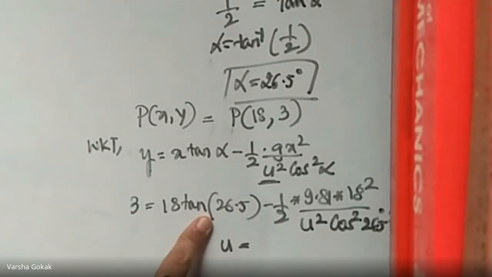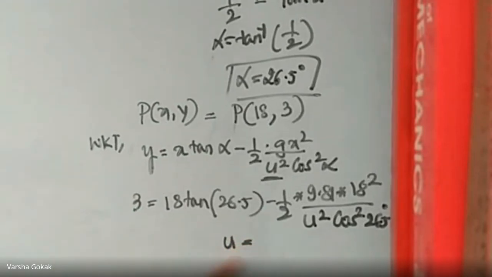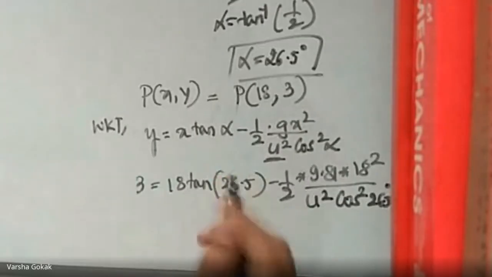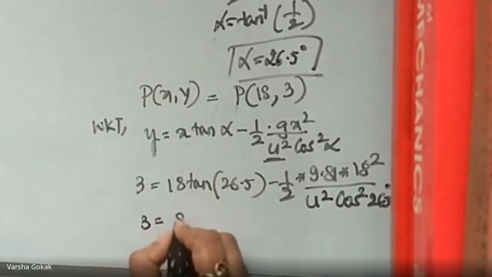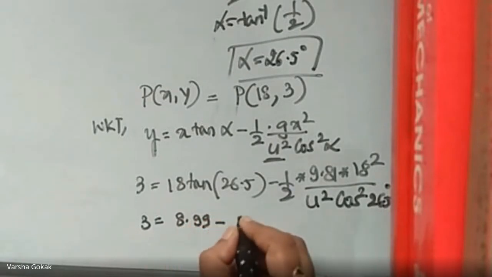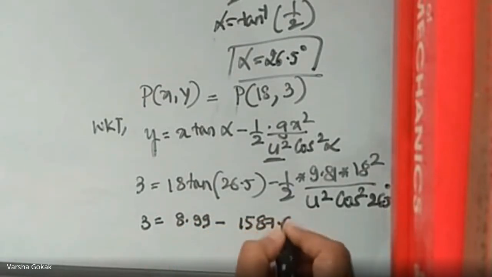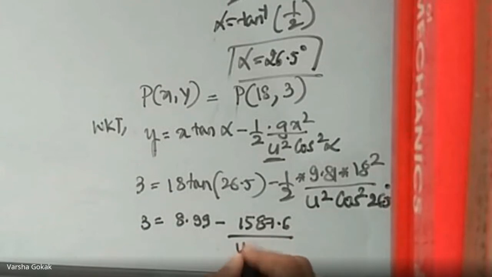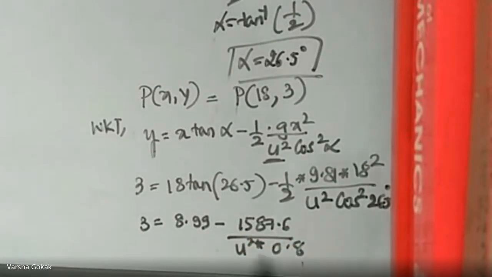3 minus this, or 3 plus. See how you do. Get me the value of u. At least one student get the value of u. This is going to be like 3 equal to 8.99 minus 1587.6 divided by u square into 0.8. So this divided by 0.8 you keep as it is, 1 by u square.